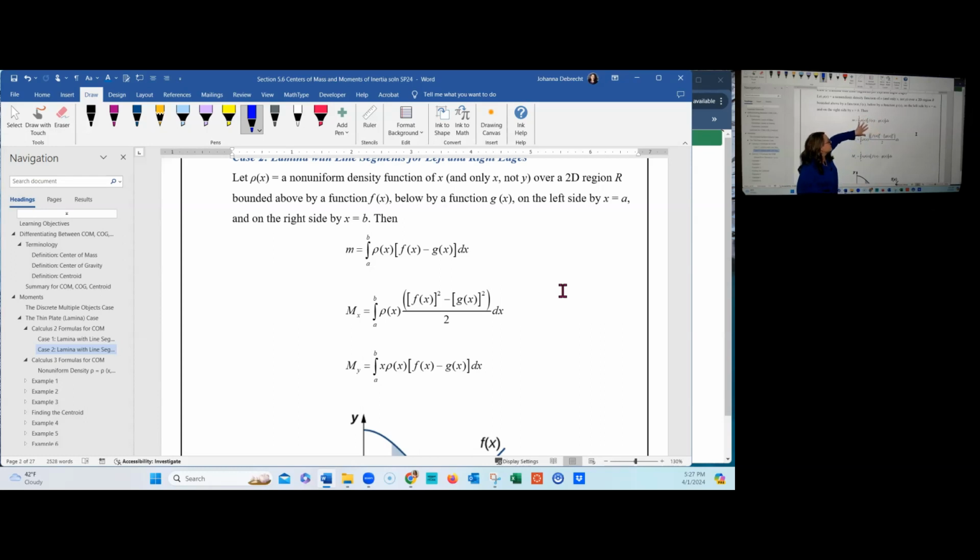Or you could just find the mass under f of x and the mass under g of x, and then subtract the mass under g from the mass under f. That will give you the mass in between the 2. And the same thing is true here.